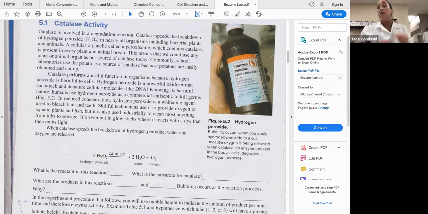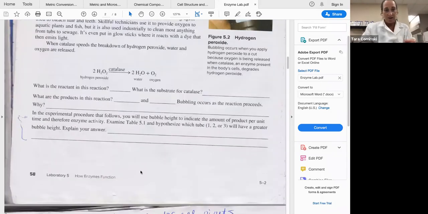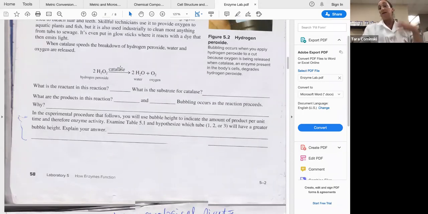So the reaction that we are experimenting with in this lab is this reaction here, okay? The breakdown of hydrogen peroxide by catalase. It breaks it down again into water and oxygen. The bubbles that we see are the oxygen, okay? And we're going to look at the effects of the things that I pointed out, things like temperature and pH on enzyme activity.